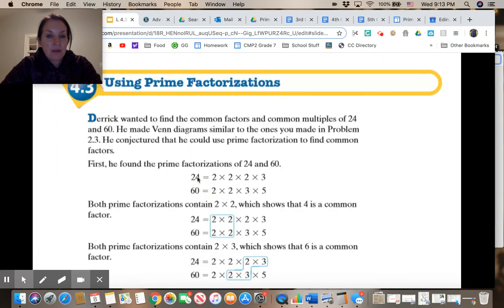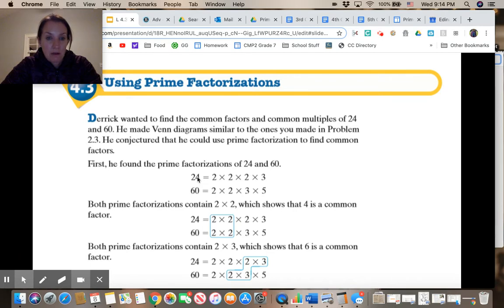So we'll talk more about that today in our lesson 4.3. In 4.3, they're talking about using prime factorization. You may remember back in the last investigation when we made the Venn diagrams, and Derek wanted to find the common factors and common multiples of 24 and 60. He made Venn diagrams similar to the ones we made in problem 2.3. 2.3 was a little while ago, but I'm sure you remember those Venn diagrams.